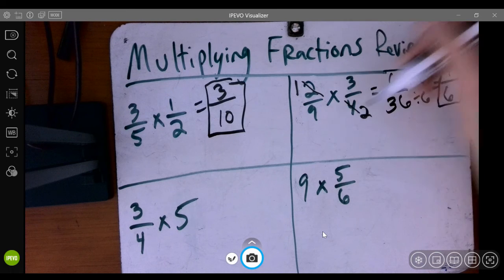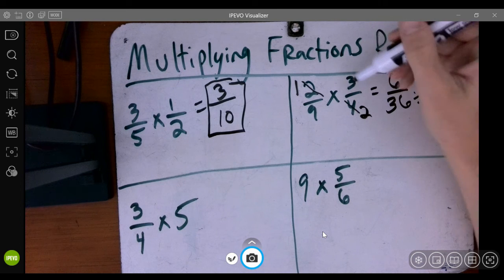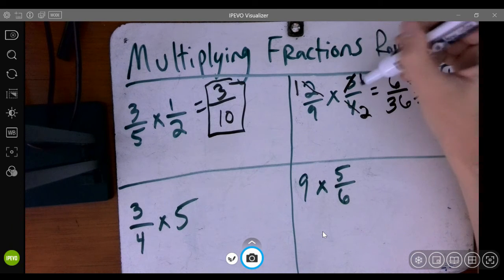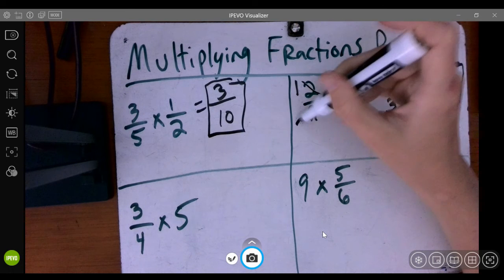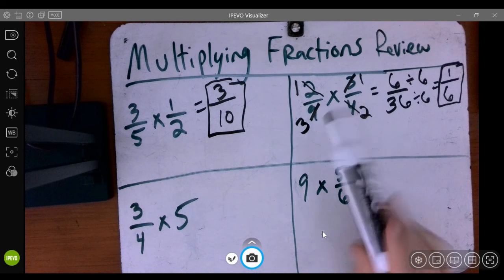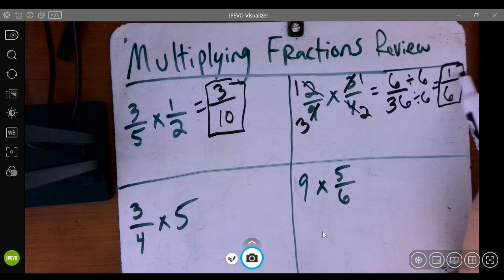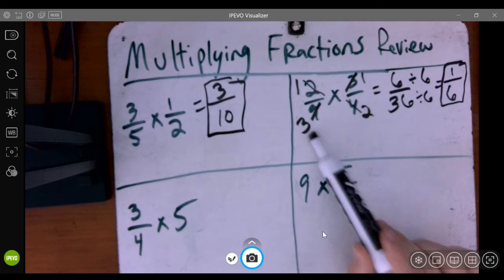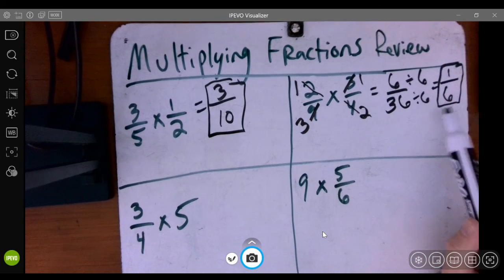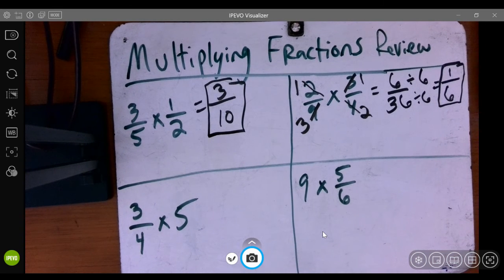3 and 9 also have common factors, so 3 divided by 3 is 1, and 9 divided by 3 is 3. And if we had multiplied our new fractions, it would be 1 times 1, and that would still get us an answer of 1, and then 3 times 2 would still get us a denominator of 6. So either one of those two methods would be okay. Just make sure that your final answer is a fraction in simplest form.